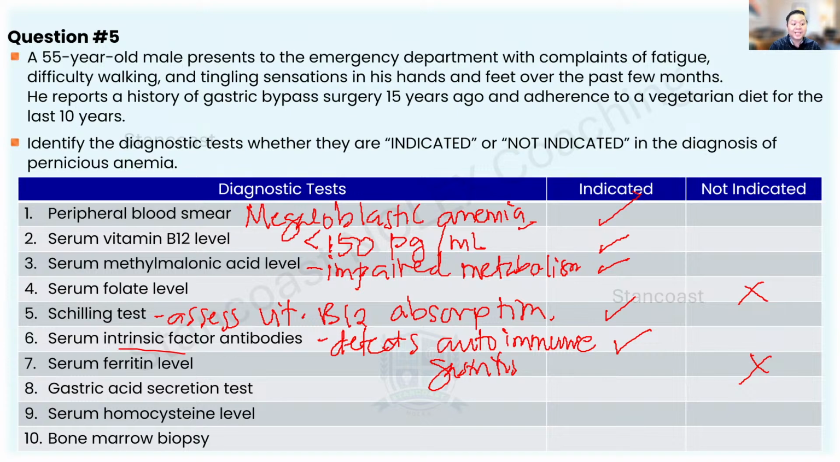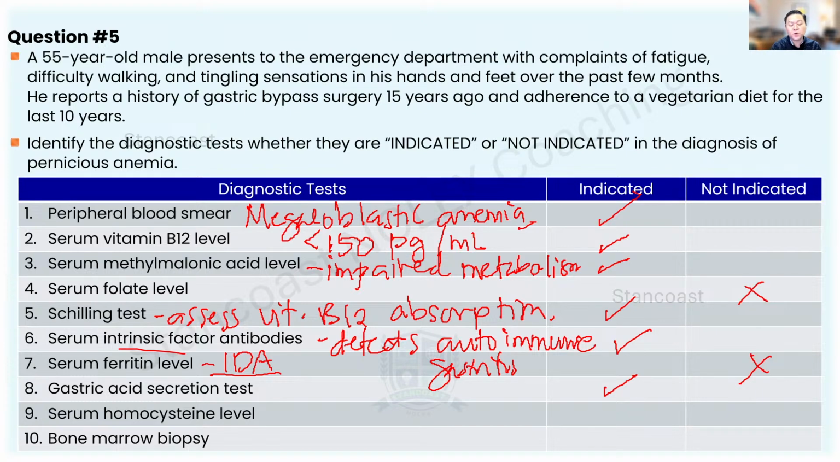Again, it is only applicable for the iron deficiency anemia. What about number 8, gastric acid secretion test? Yes, this is going to be indicated as well. This will help test the gastric acid secretion.